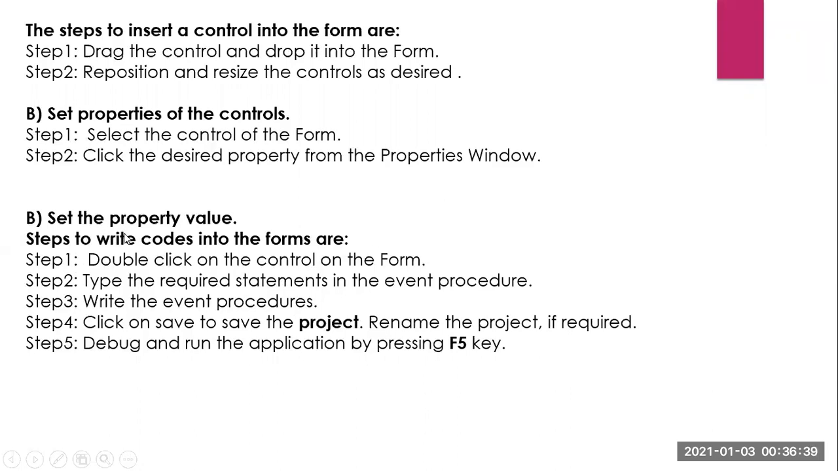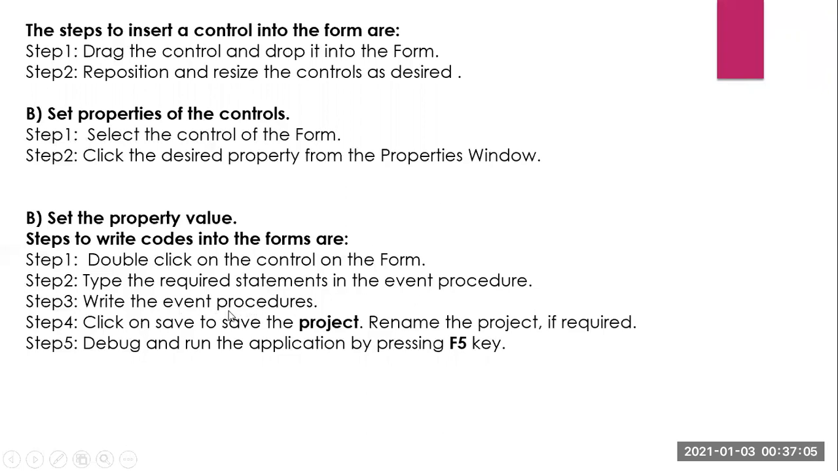What do you do in the property value? There are steps available, right? Now that I have this property set, I double click on the control on the form. I type the required statements in the event procedure, write my event procedure, click on save. Now once I'm done with typing my project, I will execute.